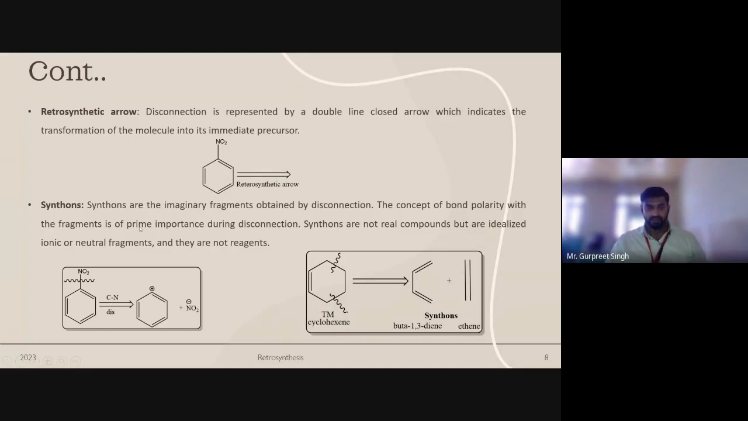Next are the synthons. Synthons are imaginary fragments obtained by the disconnection, and they must be present in our final compound. Like when we perform the retrosynthesis of nitrobenzene by breaking the C-N bond, we end up with these two fragments, which are our synthons. Similarly, performing the retrosynthesis of cyclohexene into 1,3-butadiene and ethene, these are our two synthons, and if you join these two, they will end up as cyclohexene.